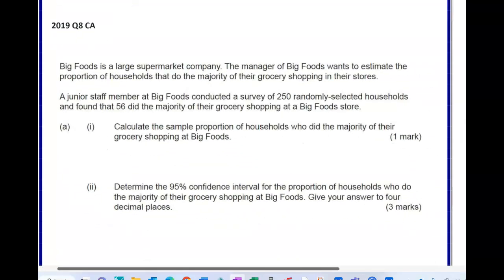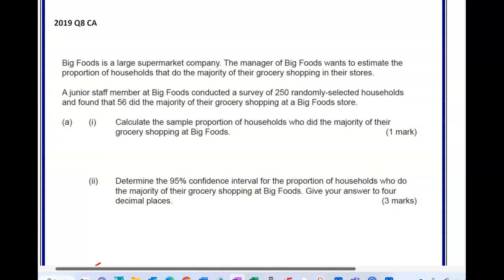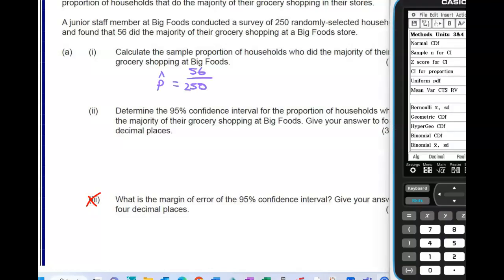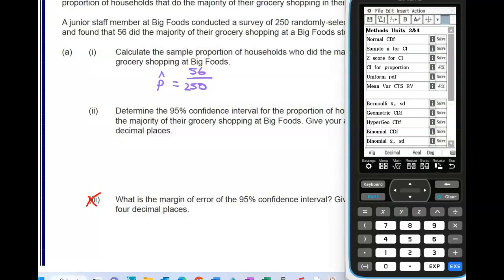All right, so here is an exam question. Finally, you get to see what we're looking for. Don't worry about part A3. We haven't quite covered that, but I just wanted to give you an idea. So I'm going to give you a chance to try it. See how you go. Hang on a minute. All right, on the activity list, you can see the ones that relate to this topic are really sample n for CI, Z score for CI, and CI for proportion.